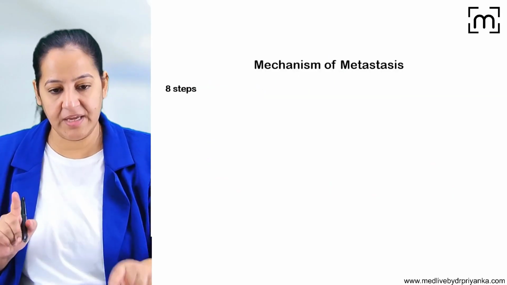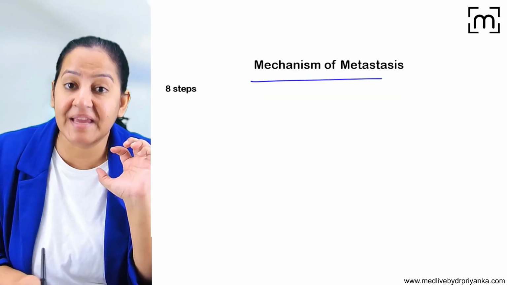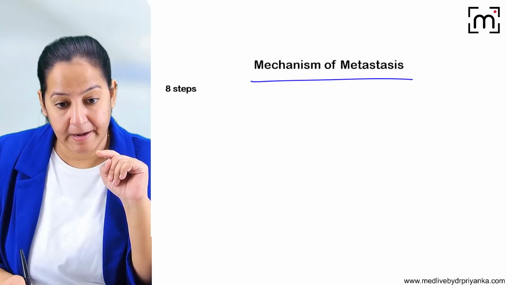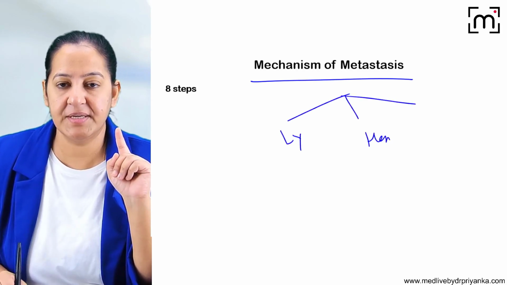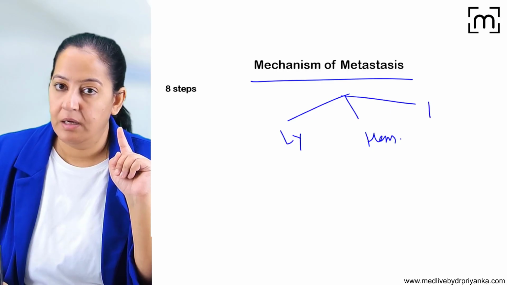Now after that, one more thing before ending, I would like to tell you the mechanism of metastasis. Tell me, I taught you the 3 ways, the 3 routes: lymphatic, hematogenous, and transcoelomic.